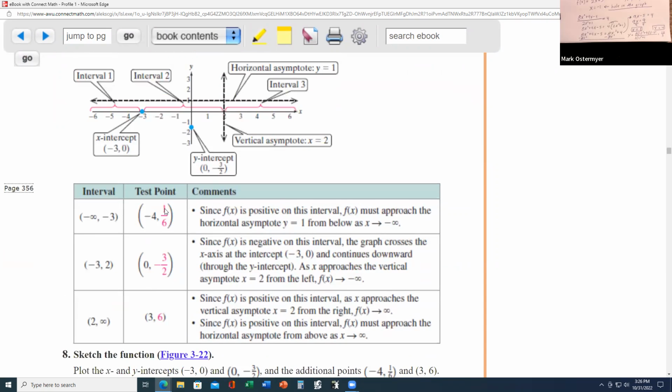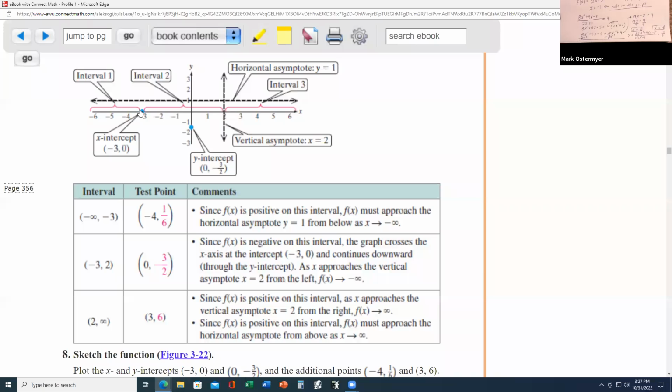So therefore, we would have a point on our graph in this interval that is going to be at -4, 1/6. My question is this: would that point in this interval be below or above the horizontal asymptote? That's very important. Where would this point -4, 1/6 be? Below or above the horizontal asymptote in this interval here? Well, the horizontal asymptote was y equals 1, and 1/6 is less than 1. So that point's going to be below the horizontal asymptote here.